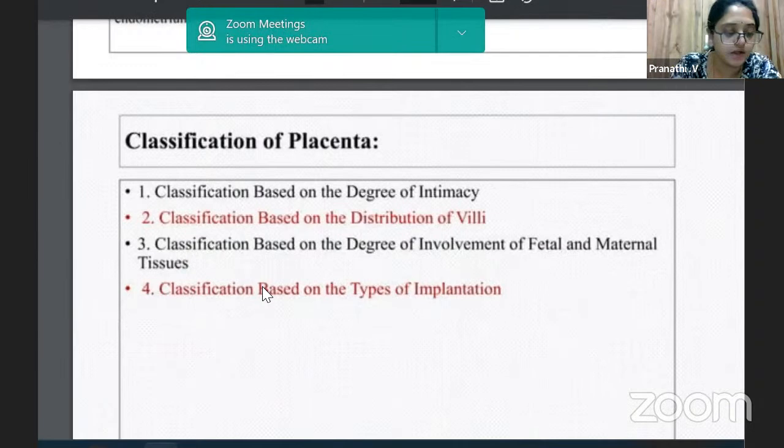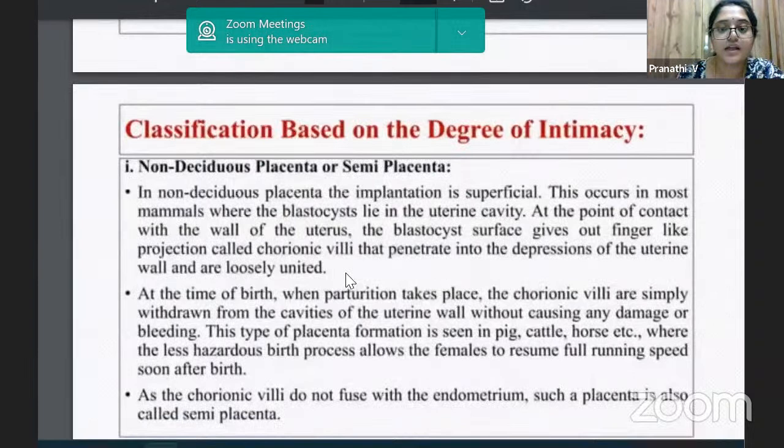Again, there are types of placenta based on the origin, that is fetal and maternal placenta. We have just seen that. And types of placenta based on the nature of the fetal membranes, based on the types of implantation, and based on the types of histological relation. And then you have types based on the distribution of the villi that are present. So in the case of the degree of intimacy, you have the non-deciduous or the semi-placenta, where implantation is superficial, in fact. And you can just have a look at it.